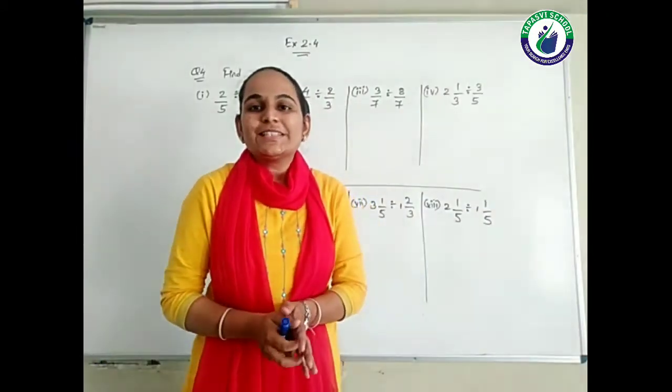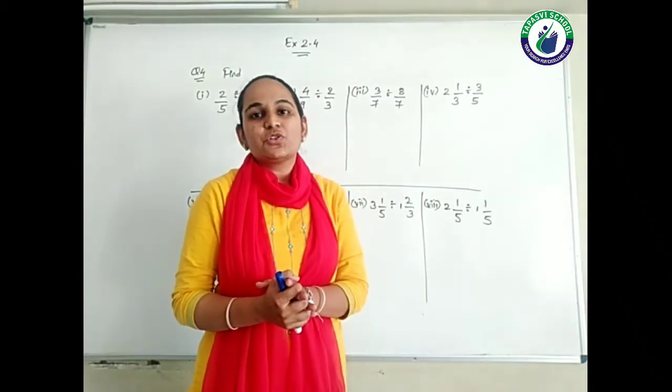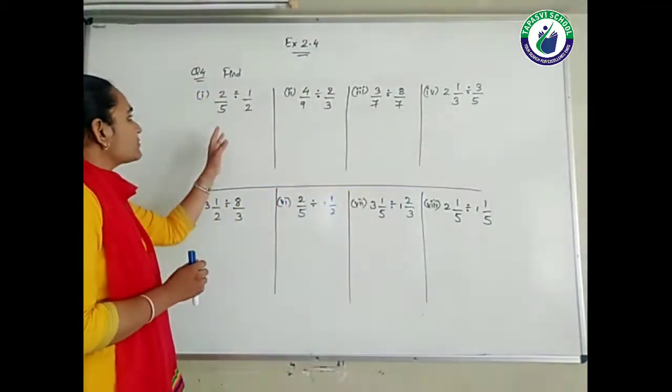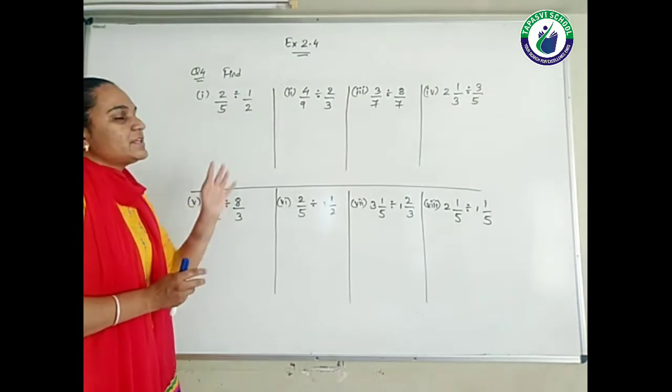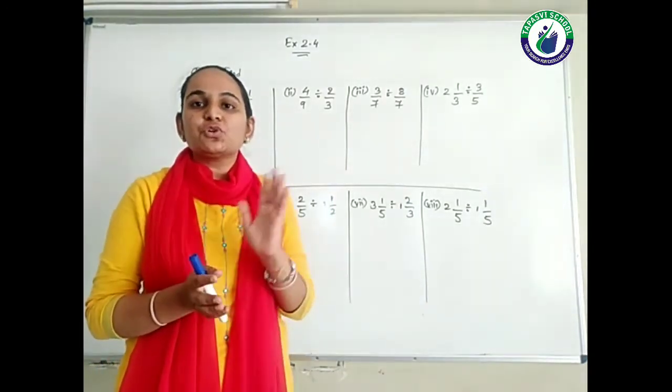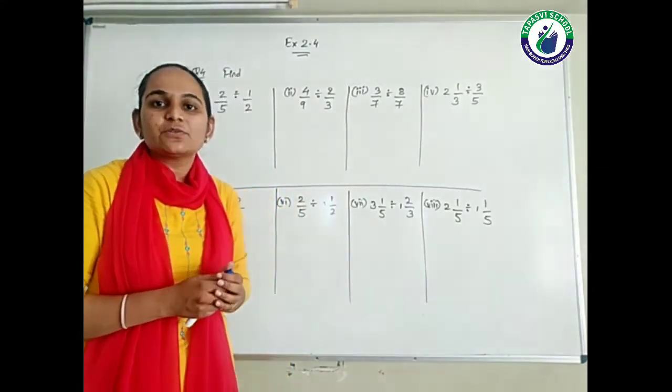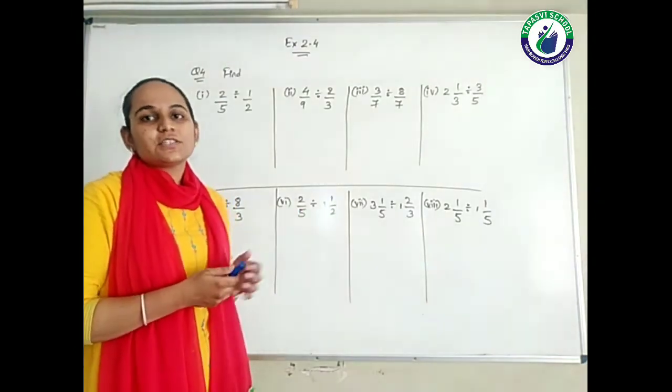Okay students, now let's see the last question of this exercise. That's question number 4, right? First question, 2 by 5 divided by 1 by 2. Here both are fractions, so fraction to fraction division is there, right students? So how to solve it? Just have a look here.